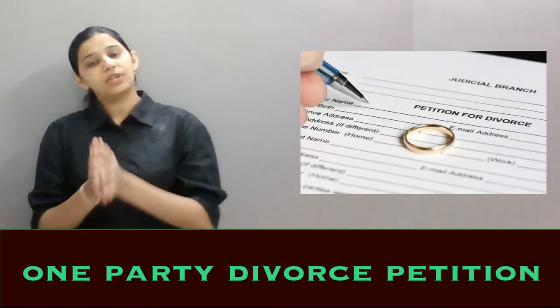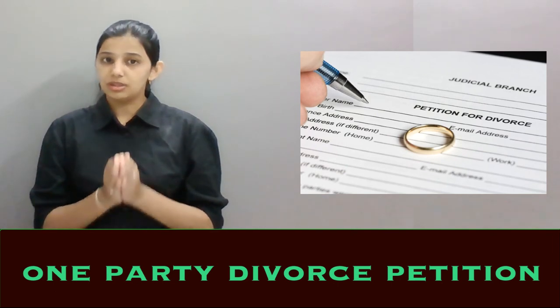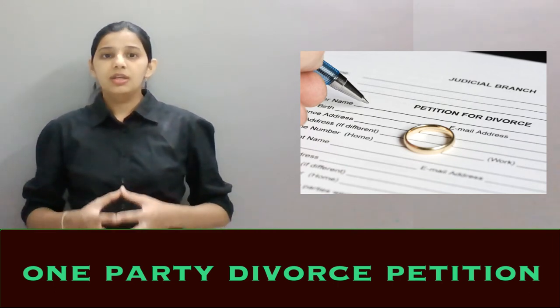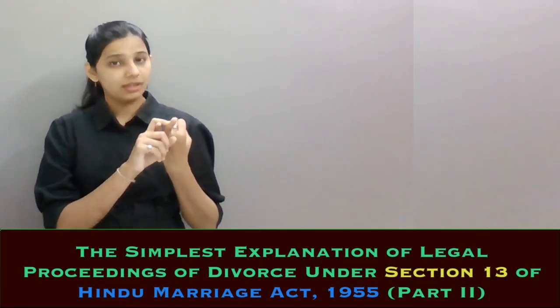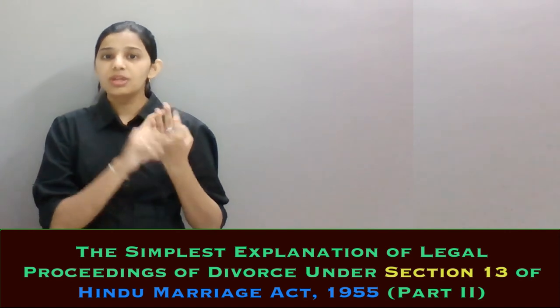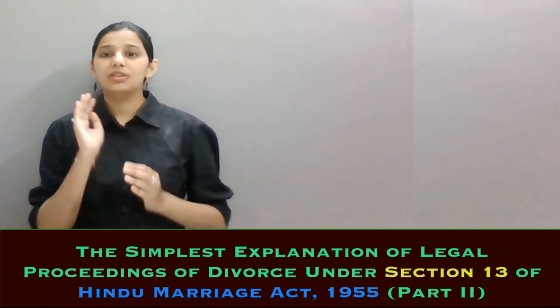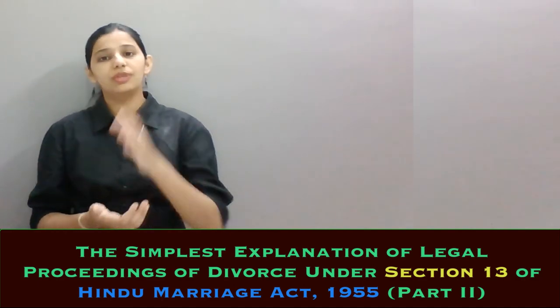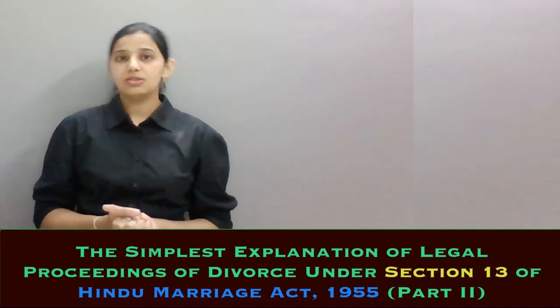However, if one party is still seeking divorce, they may file a fresh divorce petition under section 13 clause 1 of the Act as a one party divorce petition. So this is all about section 13 clause 1, section 13 clause 2, section 13A and section 13B. I hope you're crystal clear with all the provisions of divorce proceedings and the grounds of divorce.